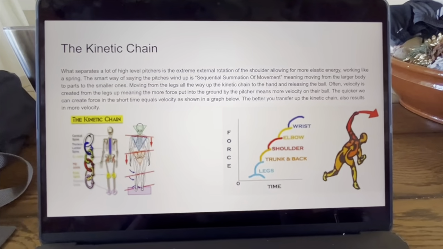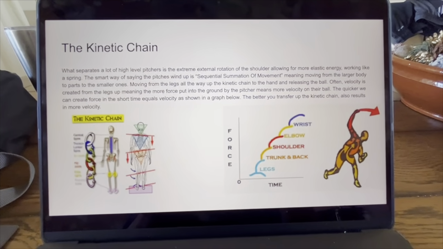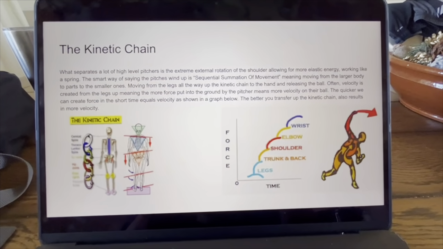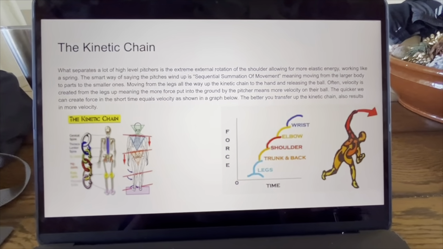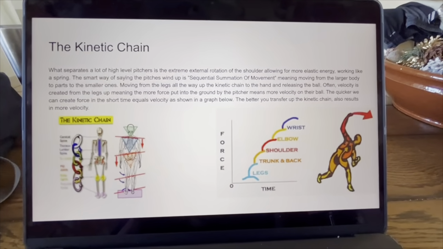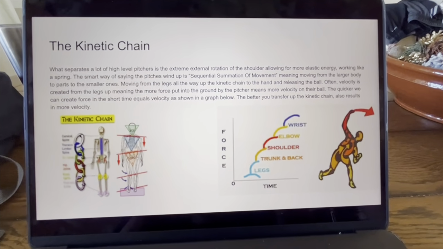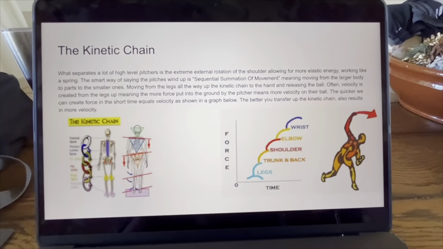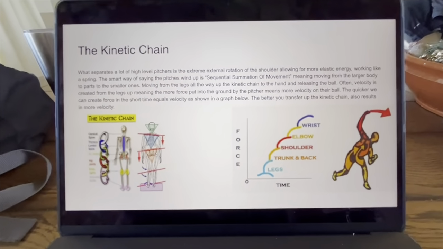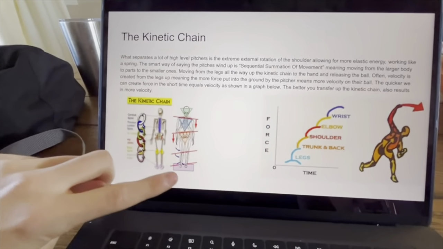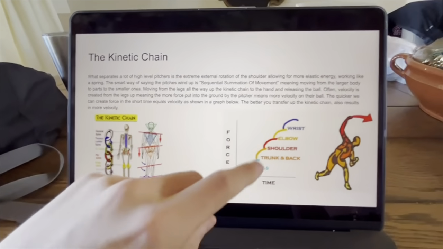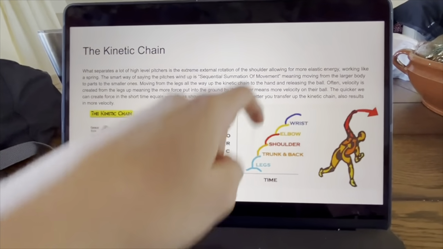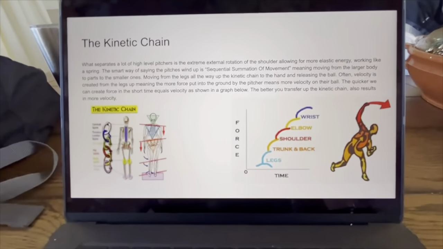Often, velocity is created from the legs up, meaning the more force the pitcher puts into the ground, the more velocity on the ball. The quicker we can create force in a short time equals velocity, as shown in the graph. And also, the better you transfer energy up the kinetic chain, the more velocity results. So down here is the kinetic chain, working up. And here we have a graph, force going down in time. So the quicker we can create force in a short amount of time, the more velocity.